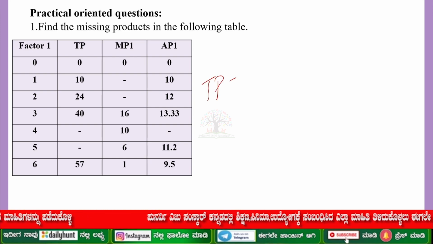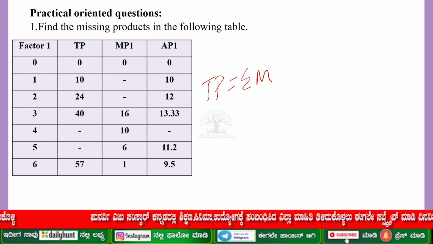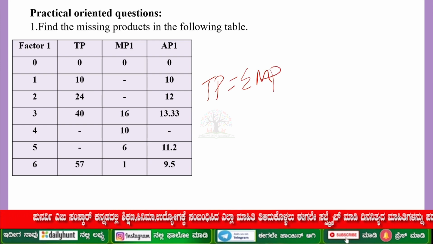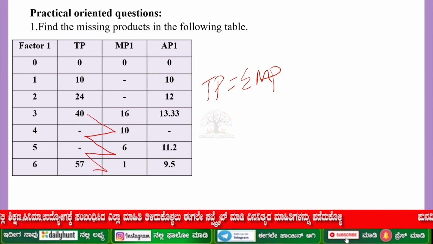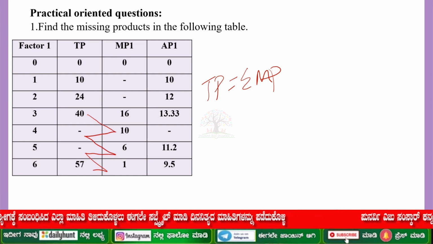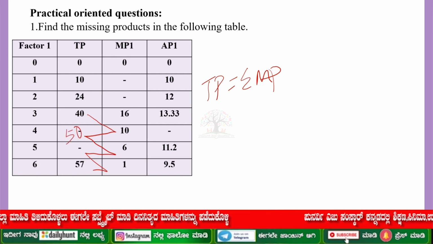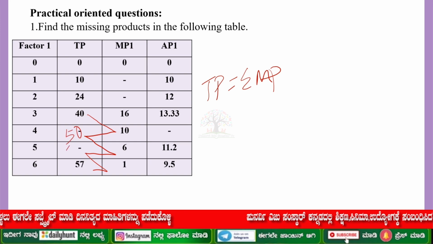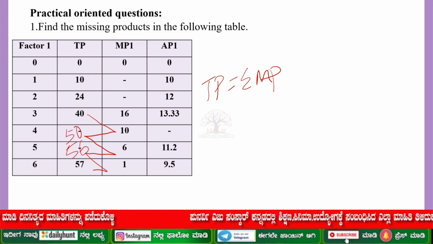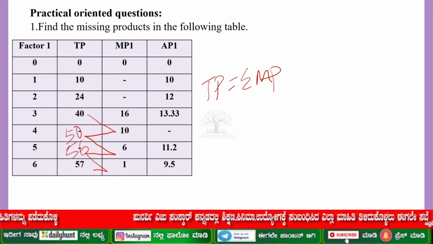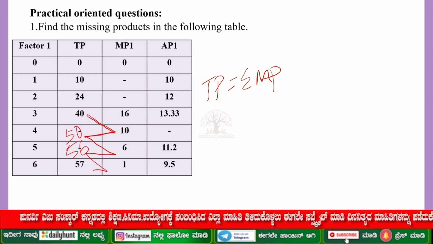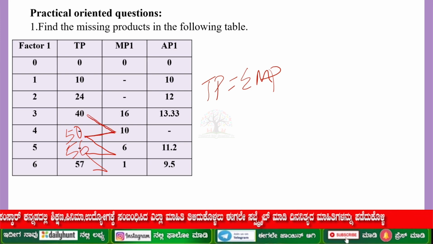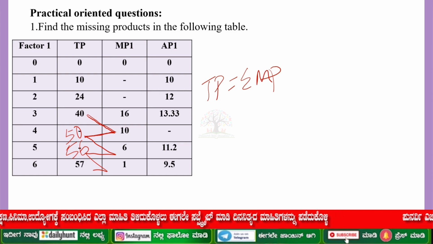As we know, TP is equal to summation of MP. So you should make a zigzag addition. If you do the zigzag addition, you will get the right answer. 40 plus 10 is 50. 50 plus 6, you will get 56. So zigzag addition. For 40, you should add next MP. You will get the particular total product.